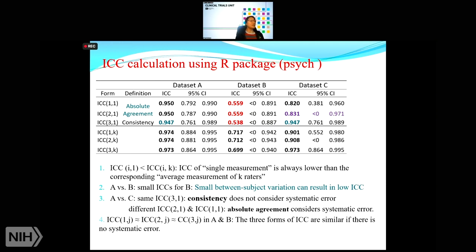The point estimates of ICC can be easily calculated based on the mean squares from ANOVA, but the 95% confidence interval is not easy, and usually statistical software is used for ICC calculation. This table presents the six forms of ICC using the R package psych for the three data sets. The upper three rows are for the single measurement ICC, and the lower three rows are for the means of the two readers. These numbers show that the ICC of single measurement is always lower than the corresponding average measurement ICC. Compare data set B and A.